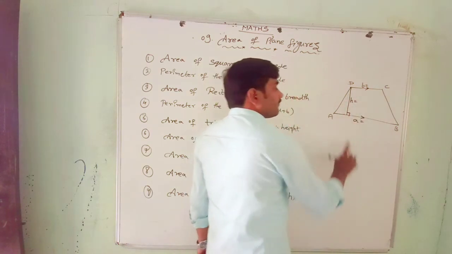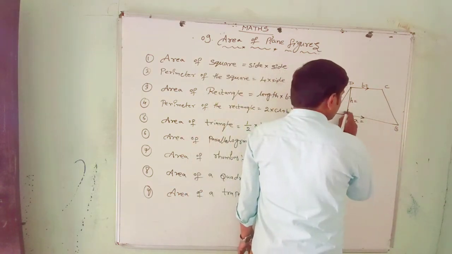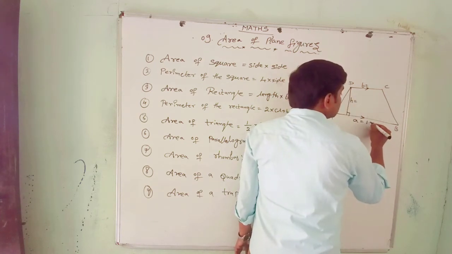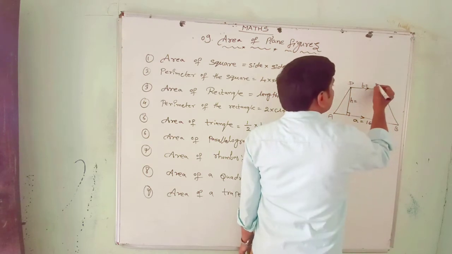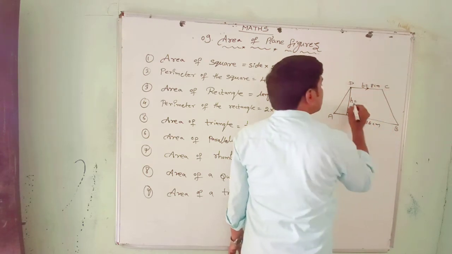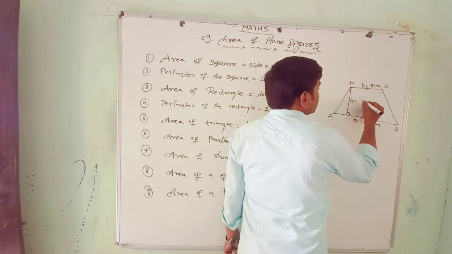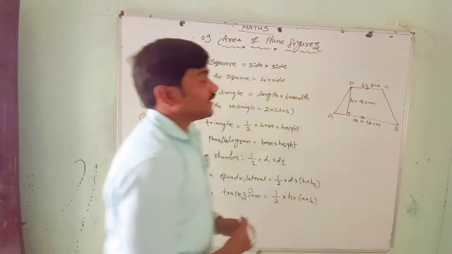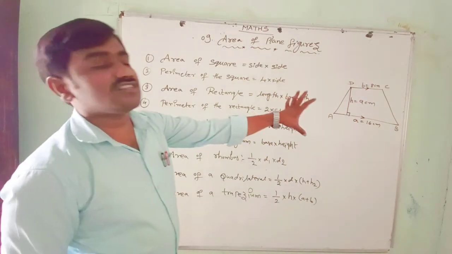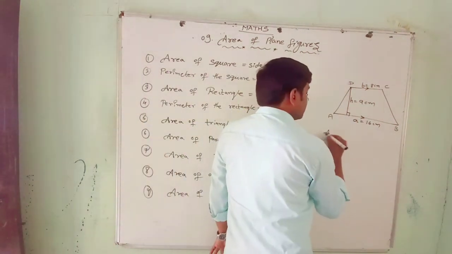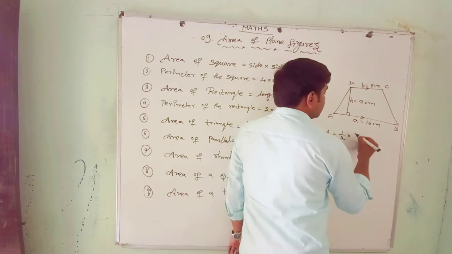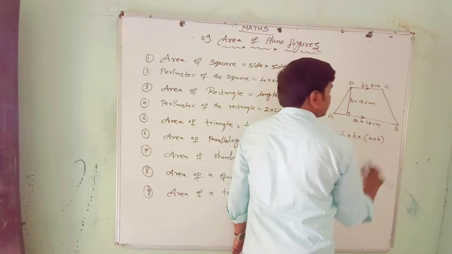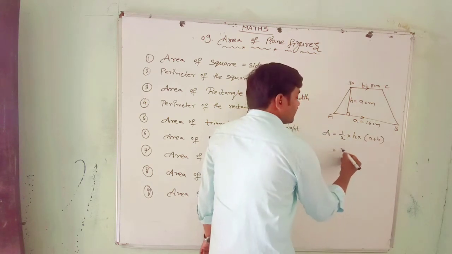Now let us say a equal to 16 centimeter, b equal to 8 centimeter, and height equal to, let us take it as, 9 centimeter. Let us find out the area of this trapezium now. The area of trapezium formula is 1 by 2 into height into sum of its parallel sides. This is the formula.